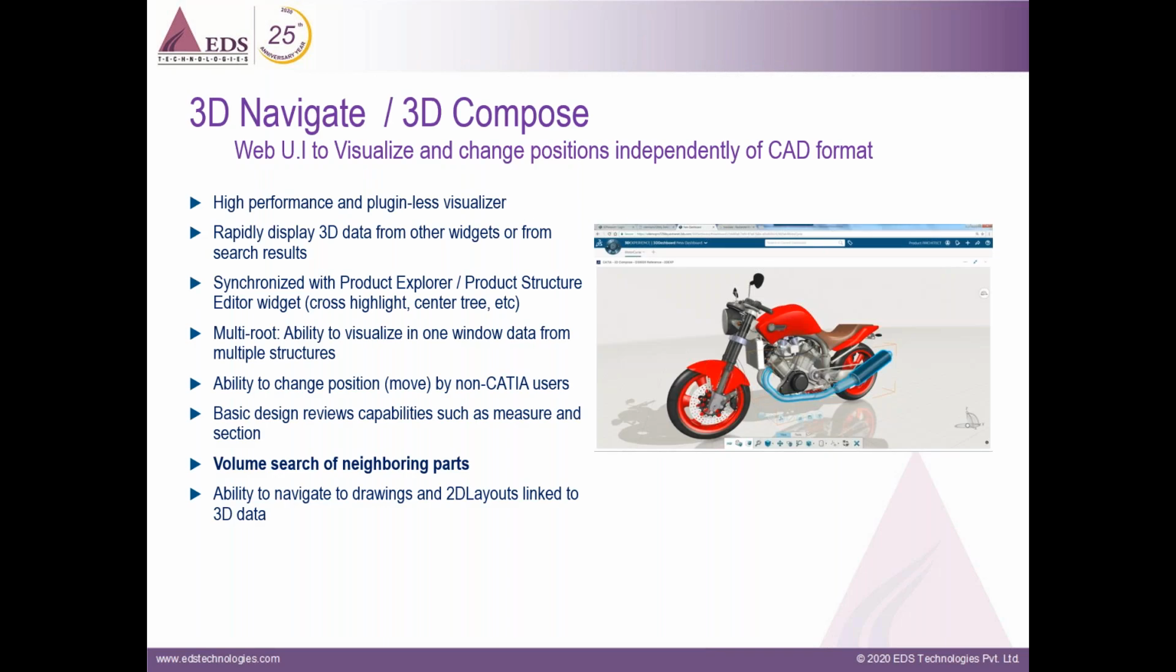So we do have an application role called 3D Compose, using which we are able to navigate through the complete data on the web user interface. This particular bike, which is highlighted on the screen, could have been done with NX or Creo or CATIA, no matter whichever the CAD application it is. But we are able to digitalize this data, bring it in the format of 3D XML, a lightweight format, and then we can make use of this 3D XML format to highlight on a web user interface.